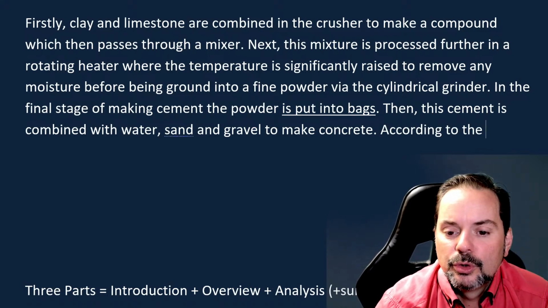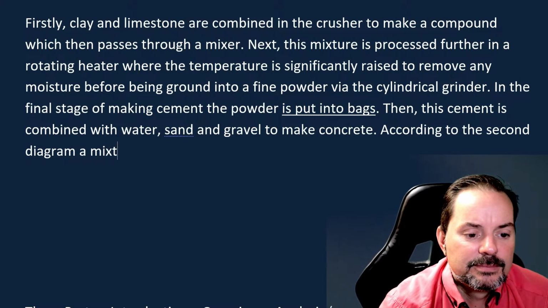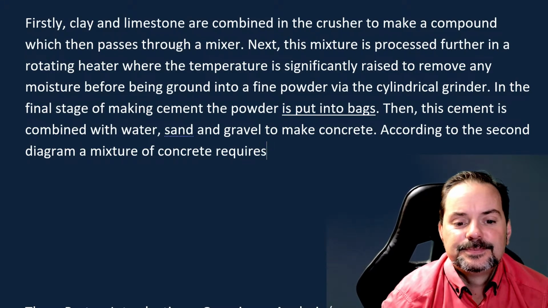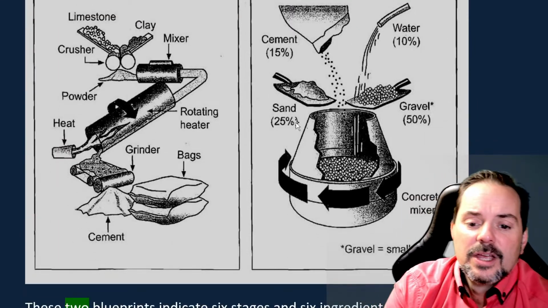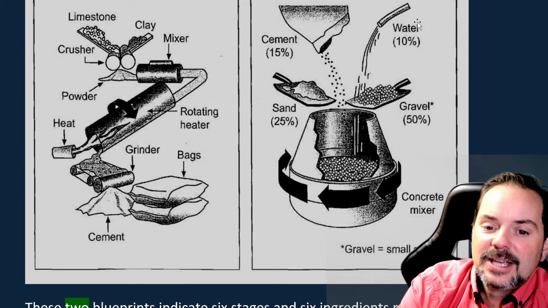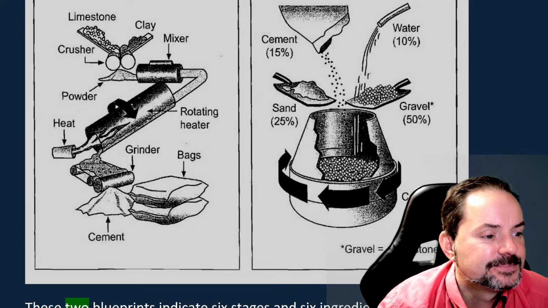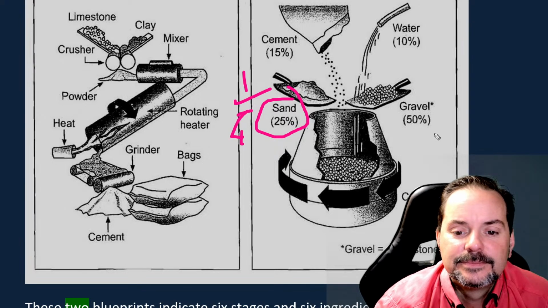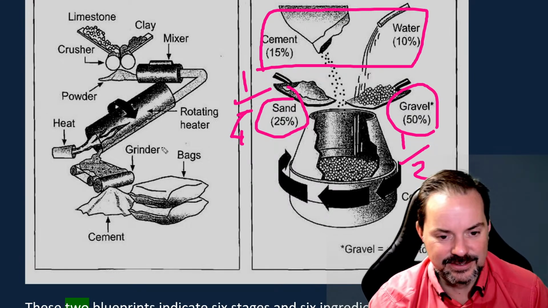According to the second diagram, a mixture of concrete requires 25% sand, 50% gravel, 10% water, 50% cement. Now, let's be a little bit more creative. 25 is 1/4. 50% is 1/2. And then the rest is 10 and 15%.